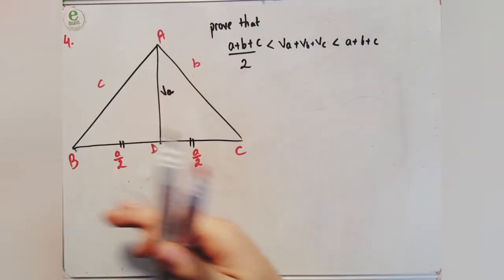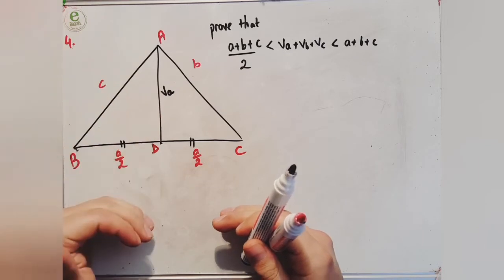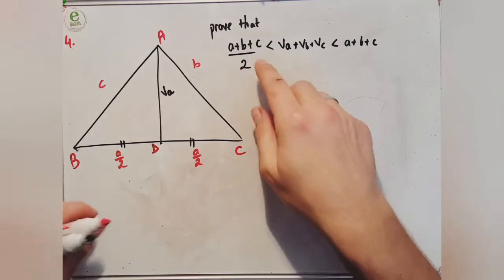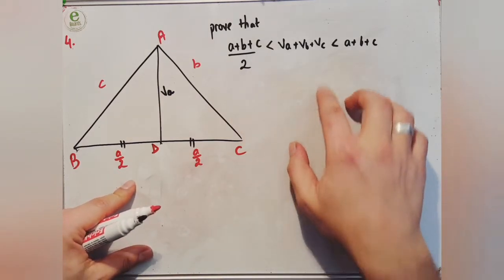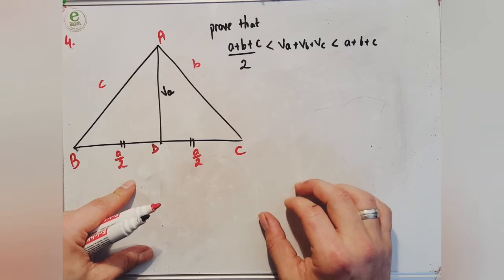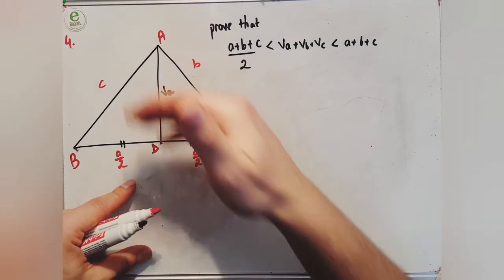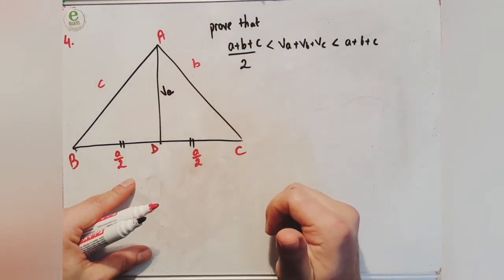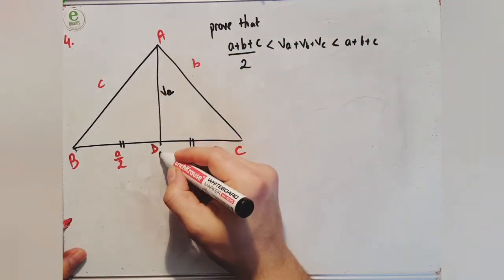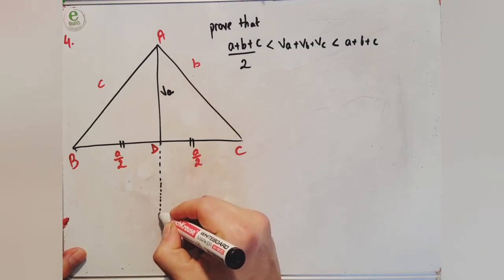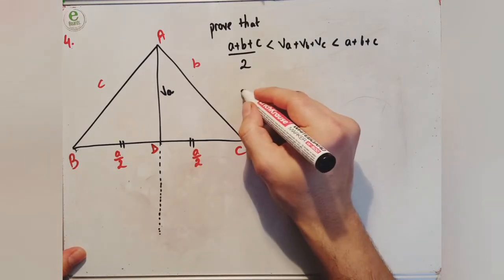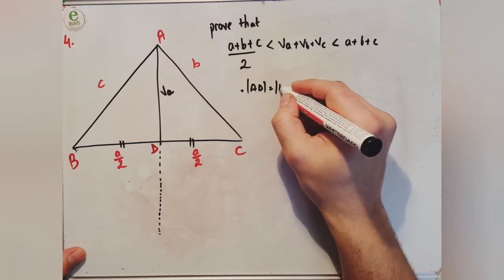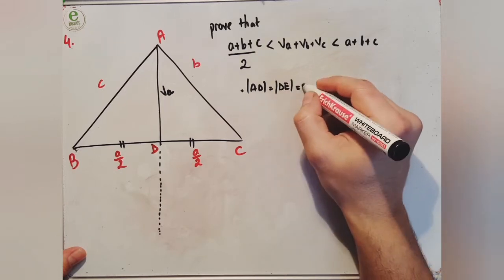And here is triangle ABC given, and AD is the length of the median. It is VA, and we have to prove (A plus B plus C) over 2 is less than VA plus VB plus VC is less than A plus B plus C. So as in the figure, let AD be the median to side BC, and extend AD such that DE is equal to AD.